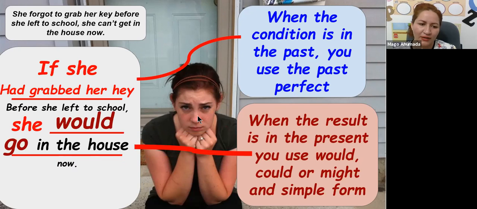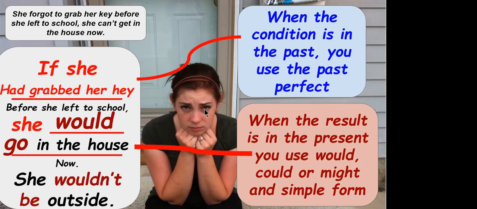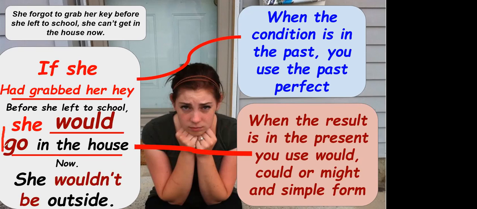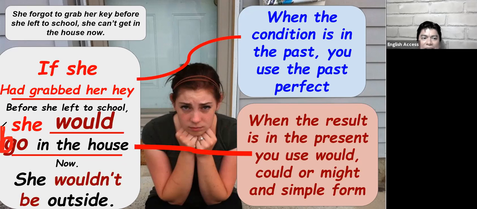She would go in the house, yes? Would go in the house now. That's correct. Yeah, she would go in. She will be in the house. Yeah, that's also correct too. Yes, she would be in the house. She wouldn't be outside.